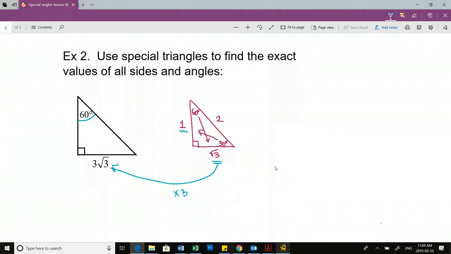So I should be able to take all of these sides here and just multiply them by 3 and get all the sides of my new triangle. So if I take 1 and I multiply it by 3, this side is now 3. And then if I take my hypotenuse here and I multiply it by 3, the hypotenuse side of my new triangle is now 6. And what's the remaining angle in here? 30. Great. Perfect. Good?